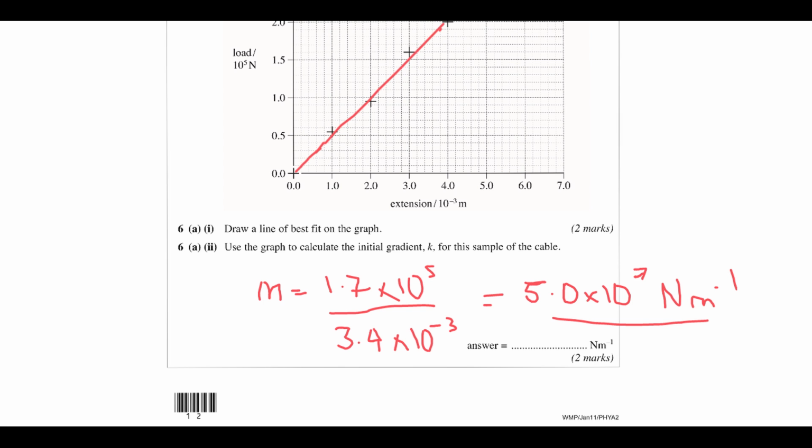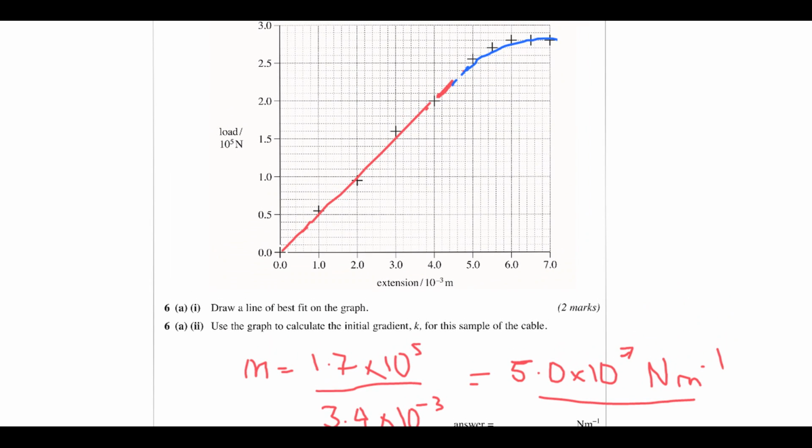There'll be a range of values there. What I would also always do, which I haven't shown, is actually show what you're doing on your graph. So your triangle is essentially being formed here, and then you read off the values and then do the gradient. So that's where I'm showing the triangle.